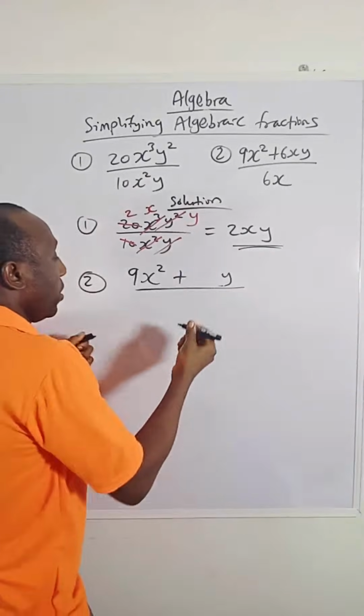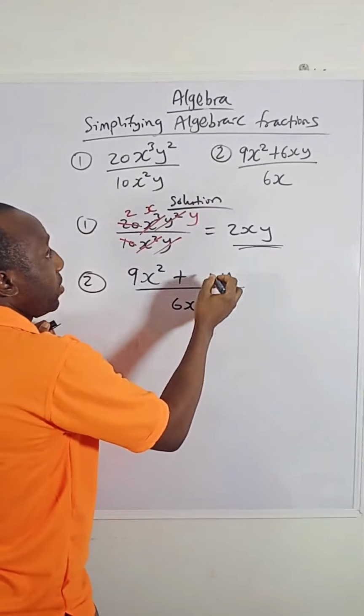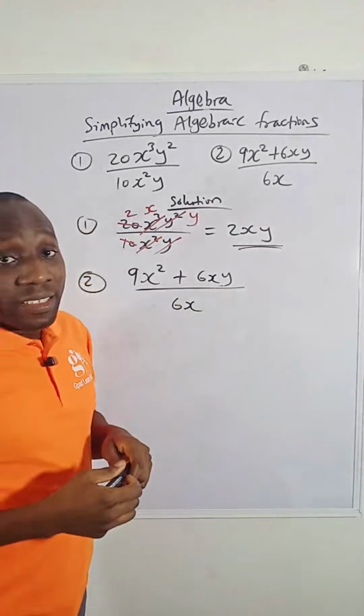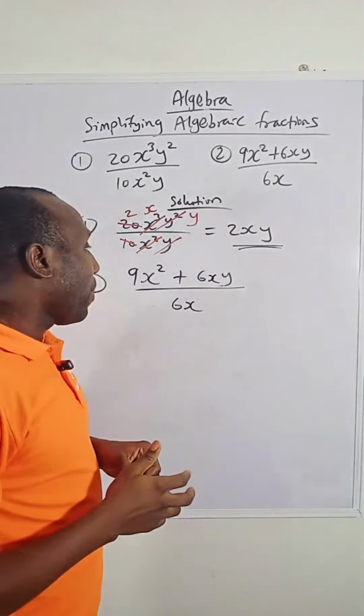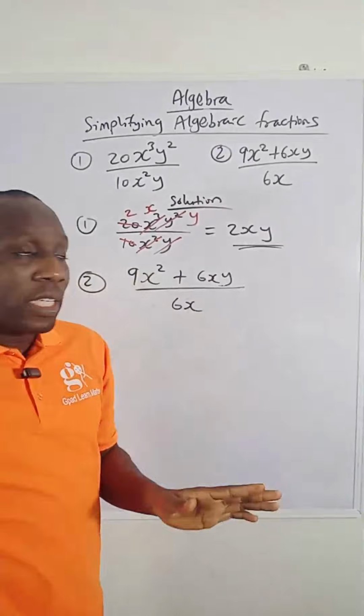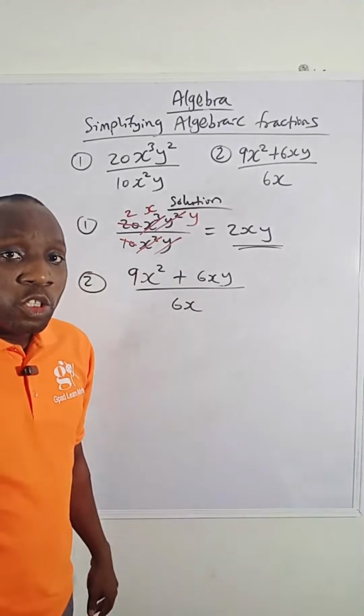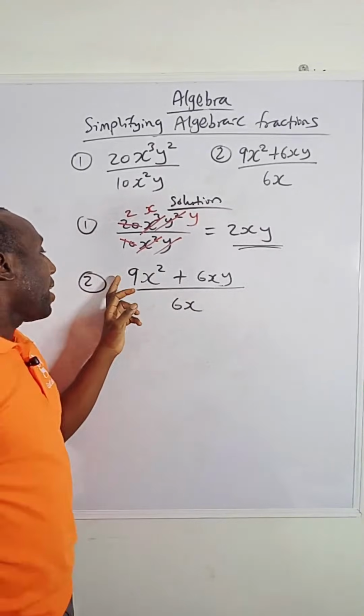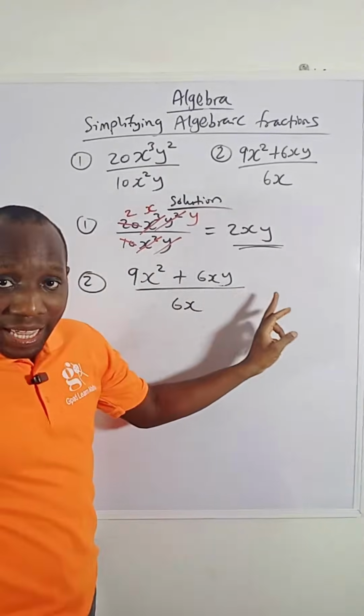Let me show you how. This is 6x here, right? And then this is also 6x. Now there are different things you can do actually, but I'll show you the 2 ways in which you can simplify this. Do you know that 6x can be used to divide 9x squared and 6xy?